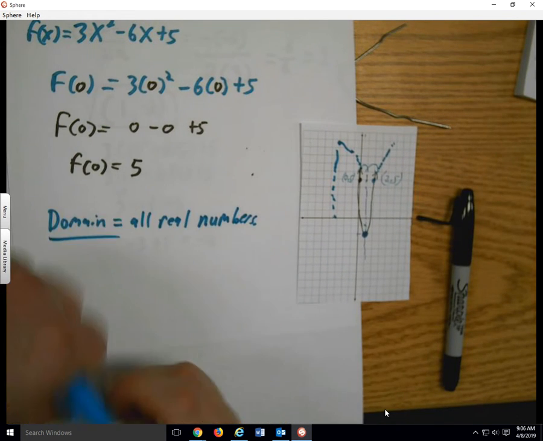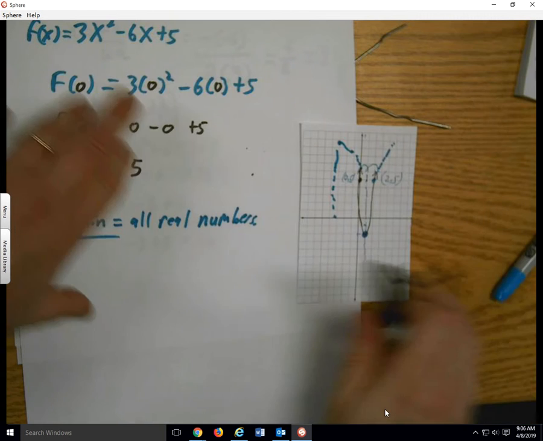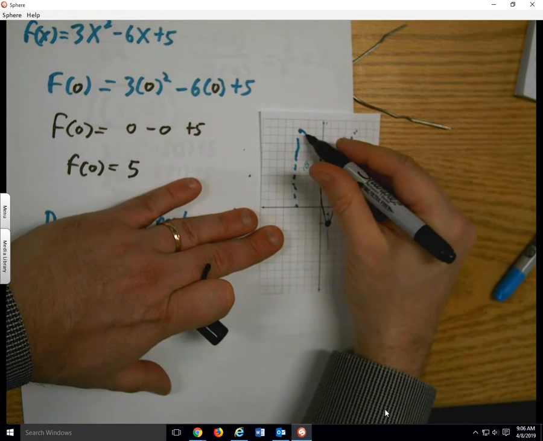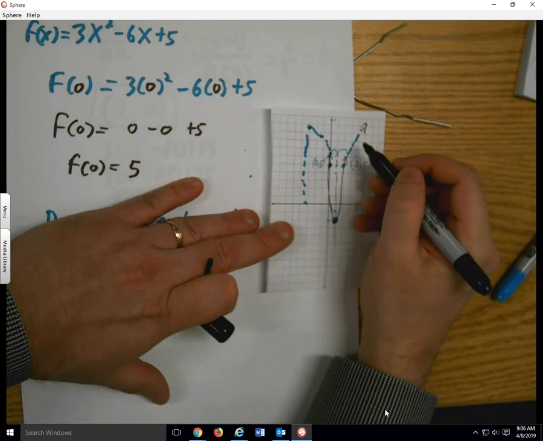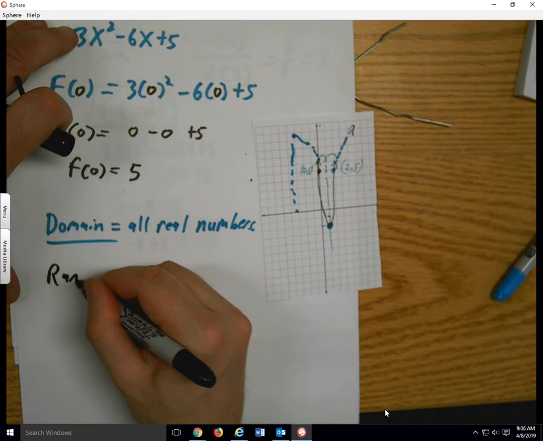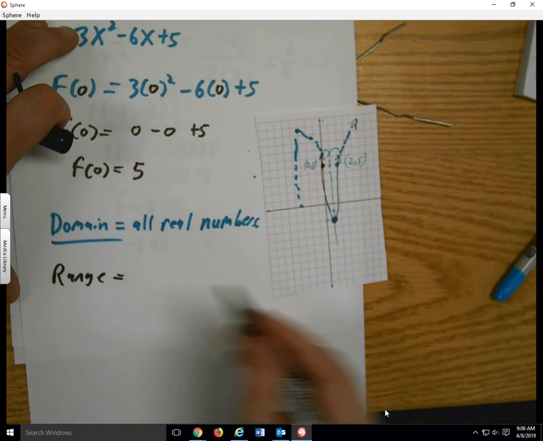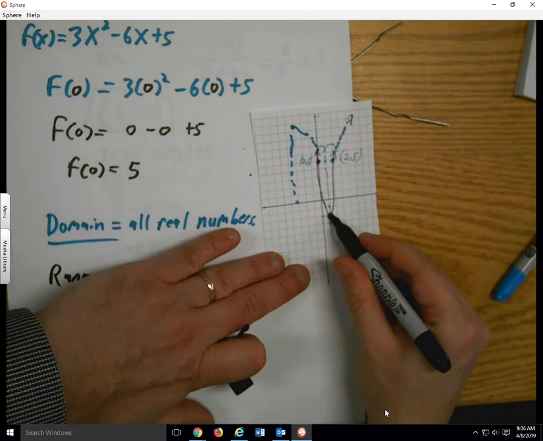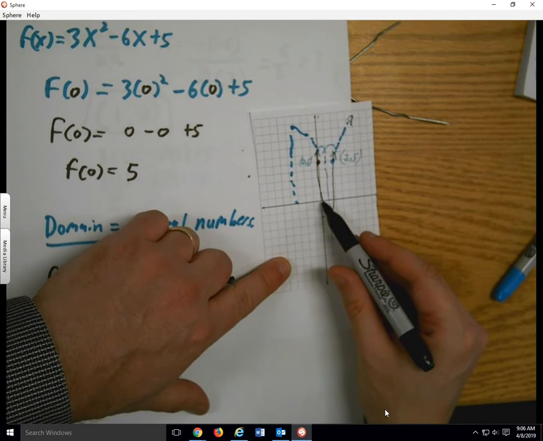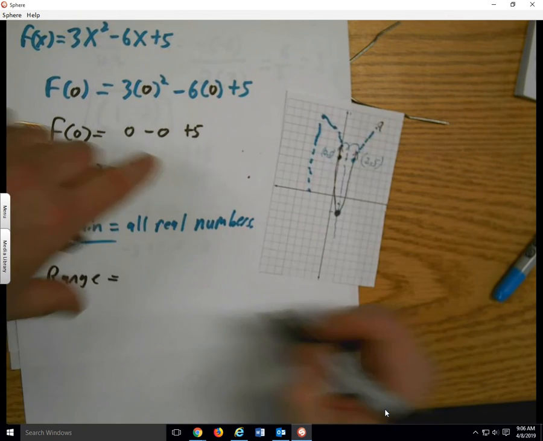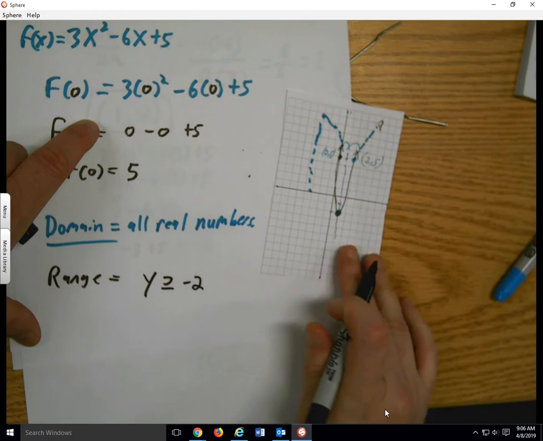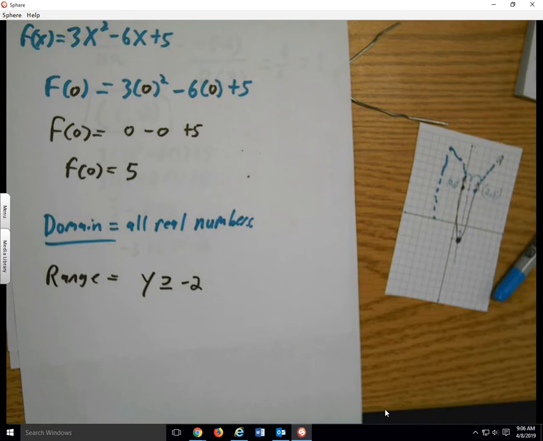What about the range? Well, again, it's going up and to the right and left forever, but if it's going up forever, you know it's going to hit all those positive numbers. Notice it doesn't go down forever. It has a minimum point. Where does it start going up? At x being 1, y being negative 2. So y is greater than or equal to negative 2. Good.